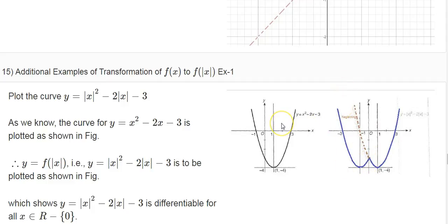So there are two steps when we transform f(x) to f(modulus of x). First, we ignore the portion for which the value of x is negative, that is this portion. And second, we take the mirror image of the portion for which the values of x are positive, and this becomes the remaining part of the graph when x is negative.